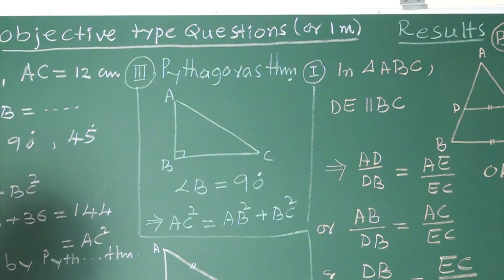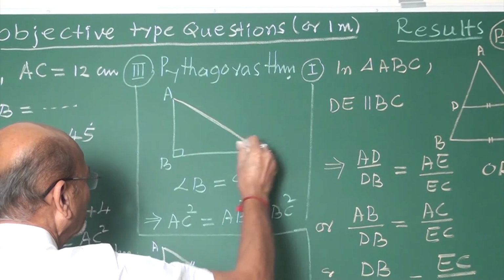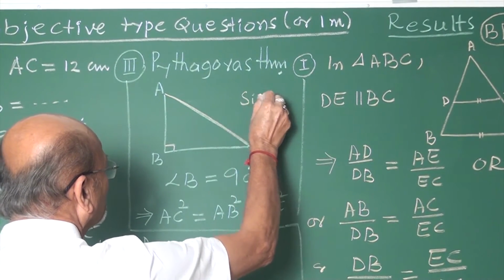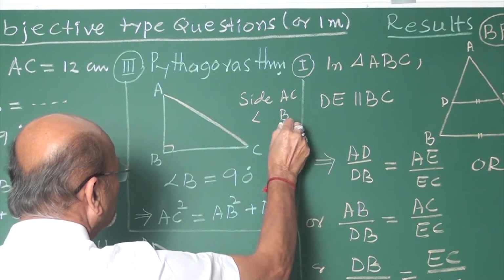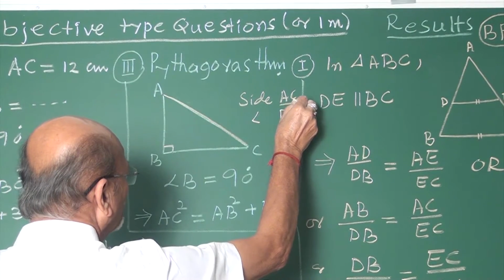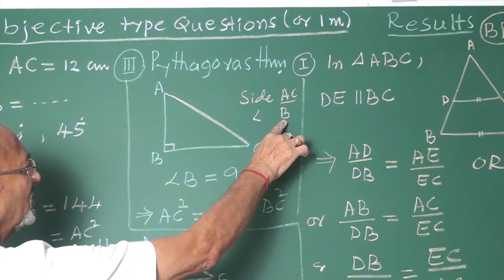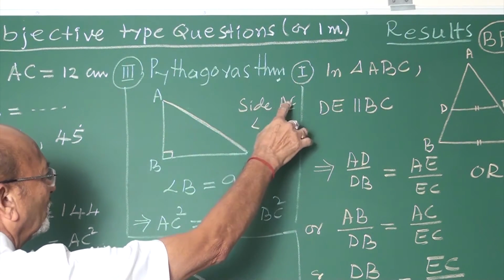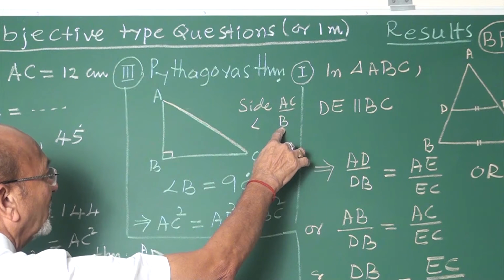My friends, from this I want to tell one trick. See here, AC is the side which is opposite to angle B. If the side is AC, then what is the angle? B. It is the letter which is not there in the side AC. A single letter B denotes the angle, and the double letters AC denote the side. If the side is AC, the opposite angle is the remaining letter.